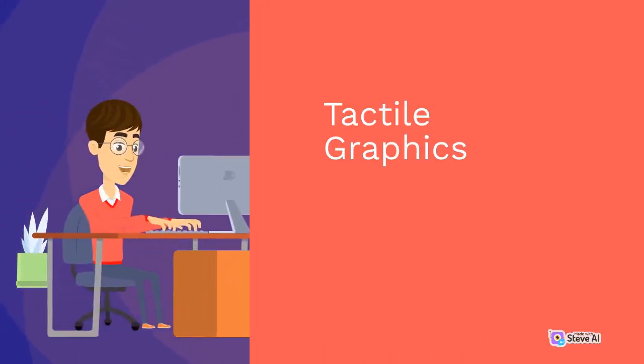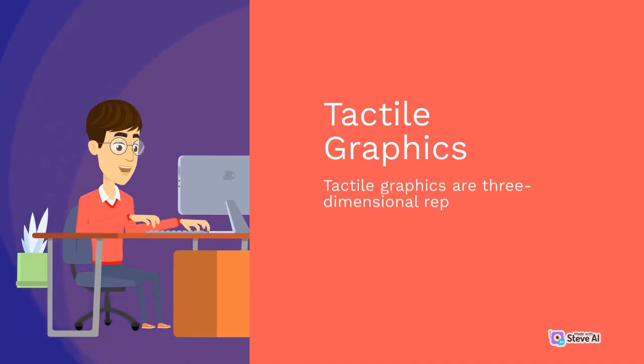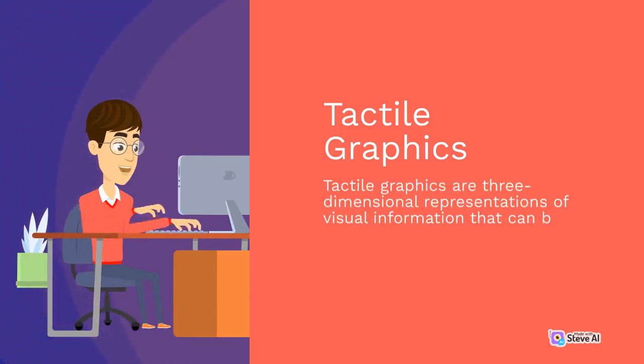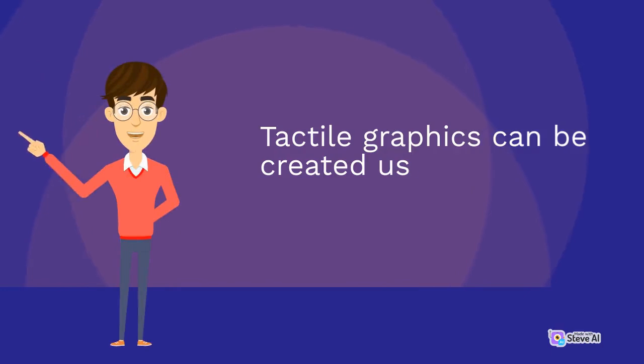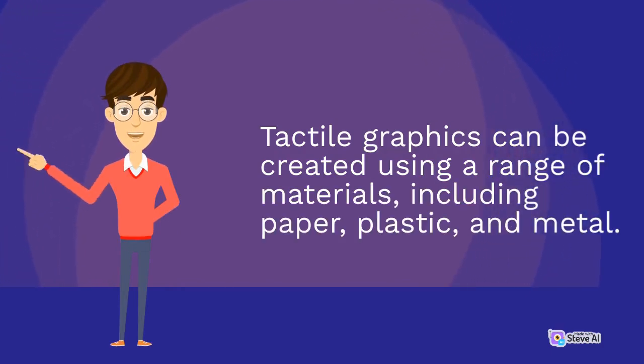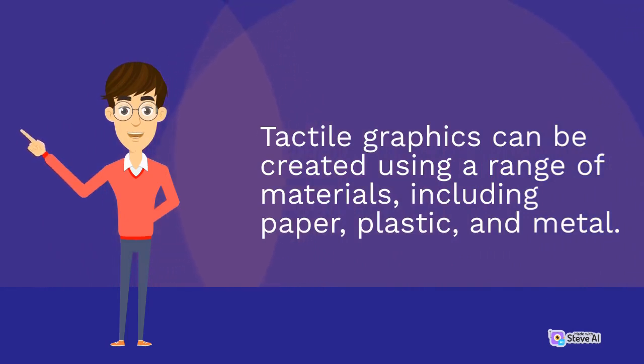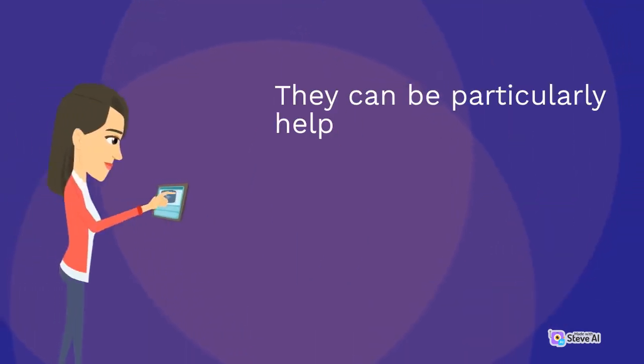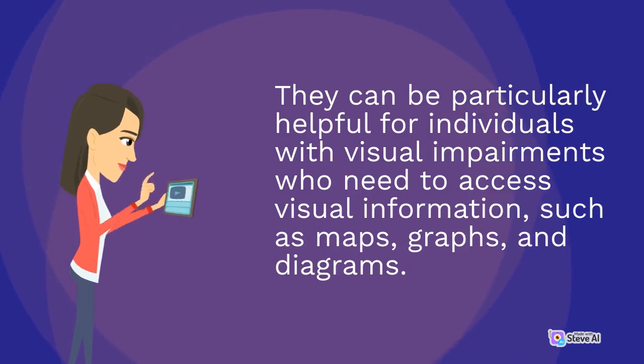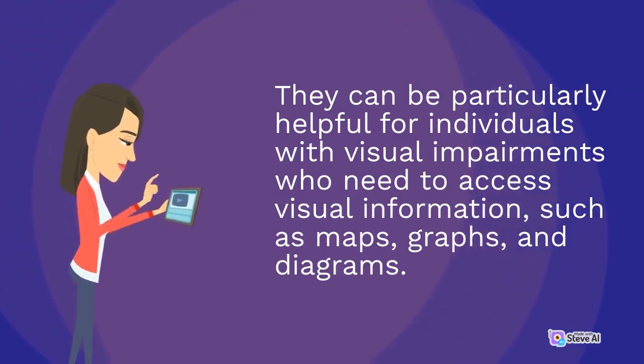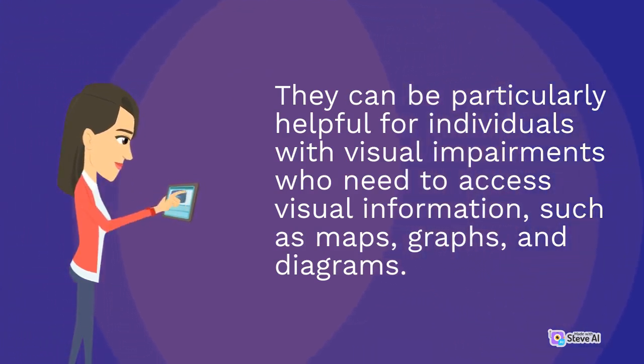Tactile graphics. Tactile graphics are three-dimensional representations of visual information that can be felt by touch. Tactile graphics can be created using a range of materials, including paper, plastic, and metal. They can be particularly helpful for individuals with visual impairments who need to access visual information, such as maps, graphs, and diagrams.